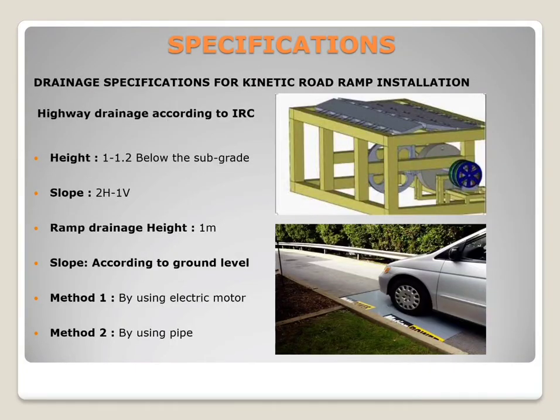Specifications. These are the drainage specifications for kinetic road ramp installation. The highway drainage is constructed according to IRC. Height: the height should be 1 to 1.2 meter below the subgrade. Slope: the slope should be 2 meter horizontal and 1 meter vertical. The ramp drainage height should be 1 meter. Slope should be according to the ground level.